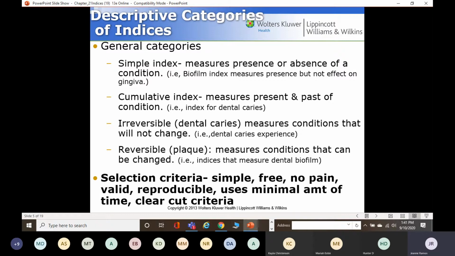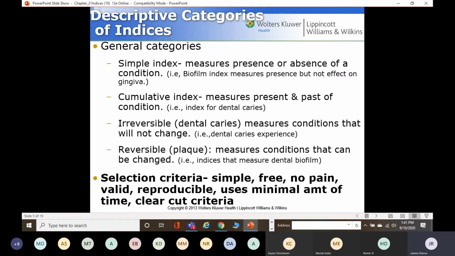Selection criteria: when they're coming up with these indices and the way to calculate them, they have to have certain criteria met. It needs to be very simple, so anybody could use it. It needs to be free, no charge, no pain on the patient in order to gather your data. It needs to be valid and reproducible.